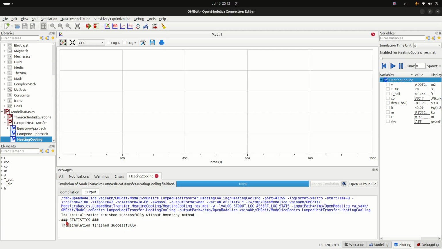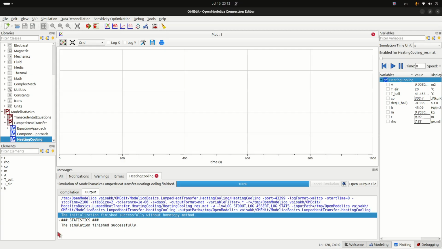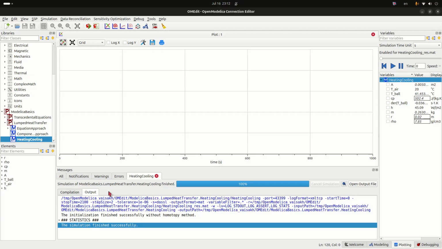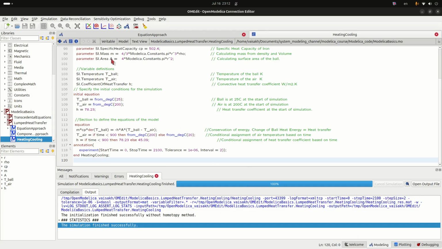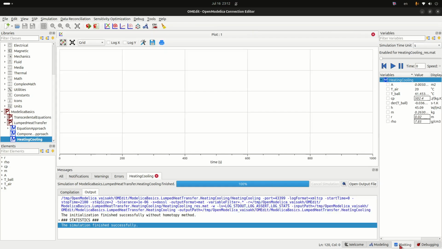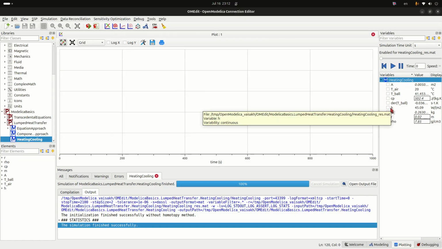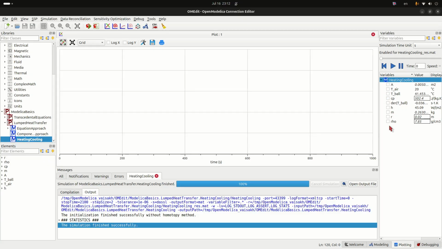Now we have simulated and it shows that the initialization is finished and the simulation finished successfully. Once the simulation is completed, earlier we were in the modeling tab where we wrote our equations and model. Now we will be automatically switched to the plotting tab and you can switch back and forth through the bottom right corner tabs. Now within the plotting tab, we will see an empty plot and the variable list on the right side. We have all the parameters and variables that are available here and their time dependent plot will be shown here as we select any of them.